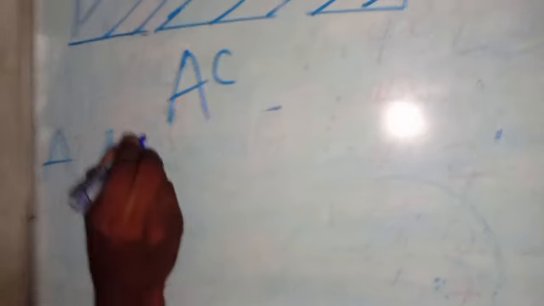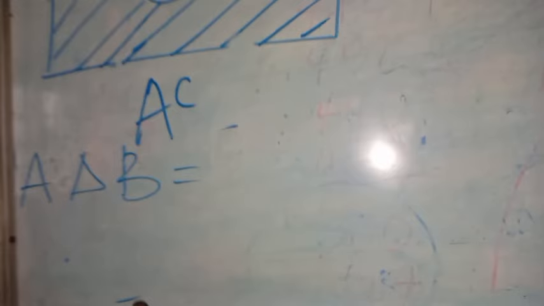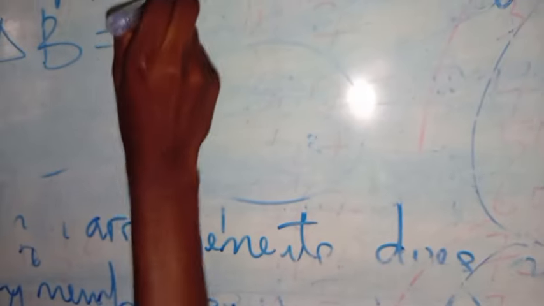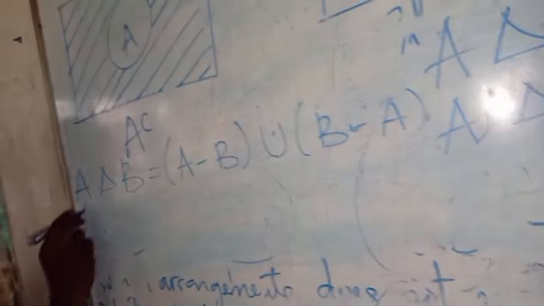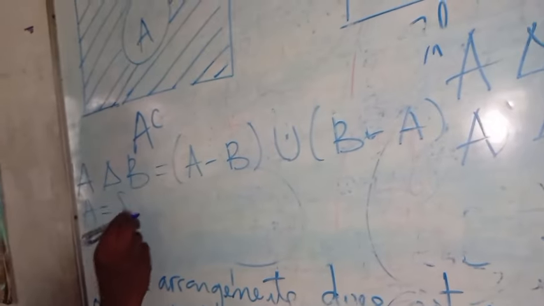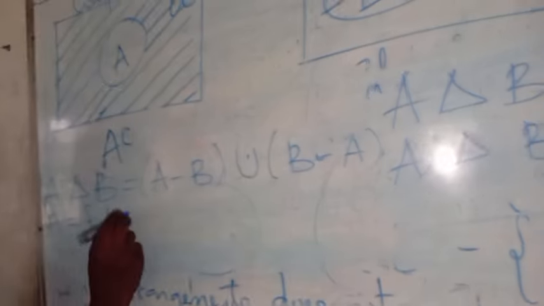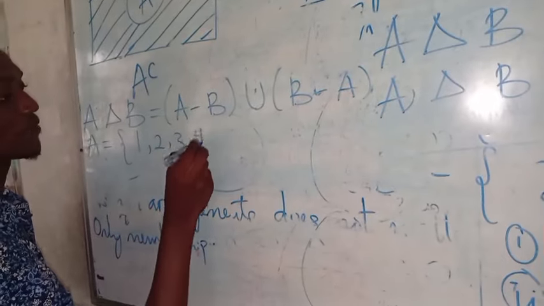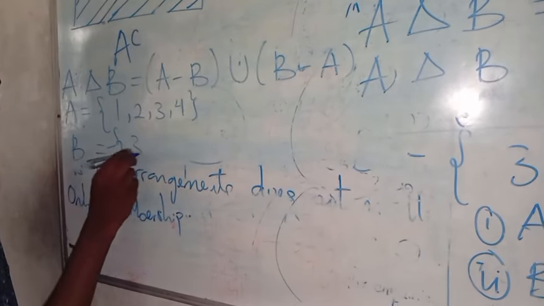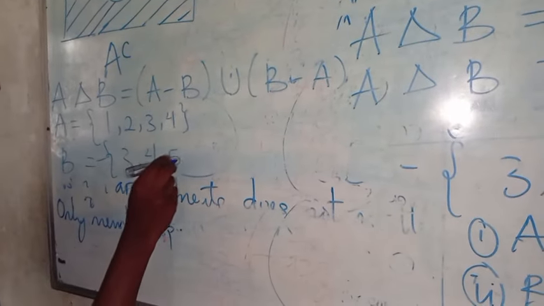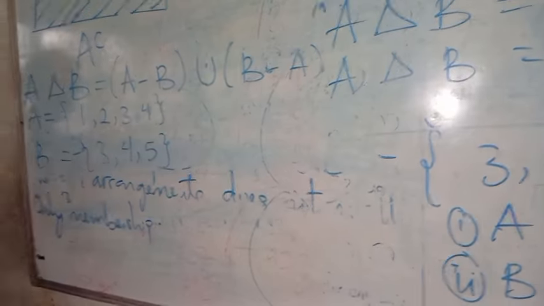Now, what's the formula to find A symmetric difference B? A minus B, then B minus A. That's correct. And A is what? What are the elements in A? 1, 2, 3, and 4. Elements in B? 3, 4, and 5. Okay. And now the rule is that we do what?